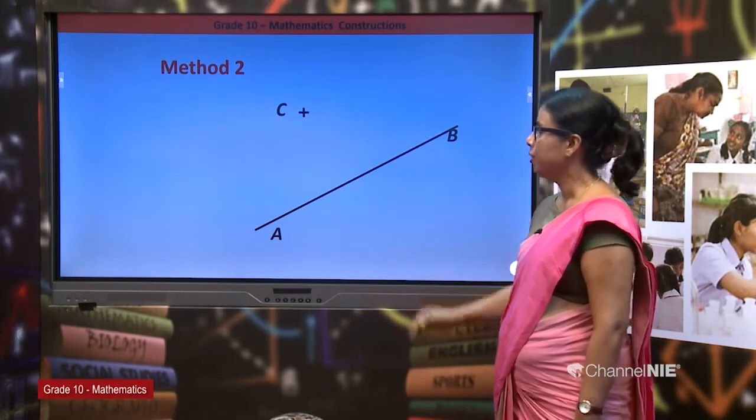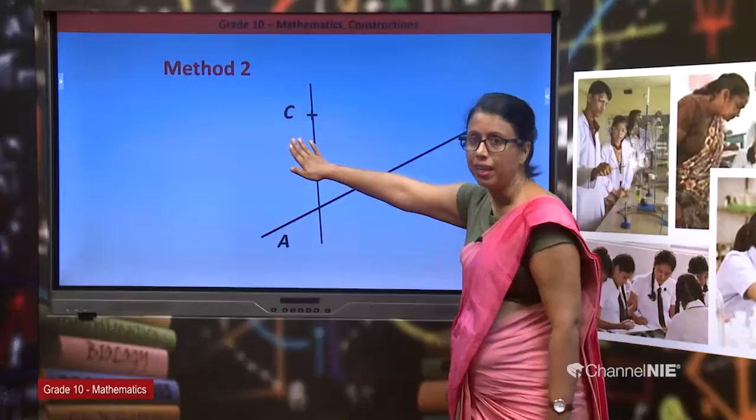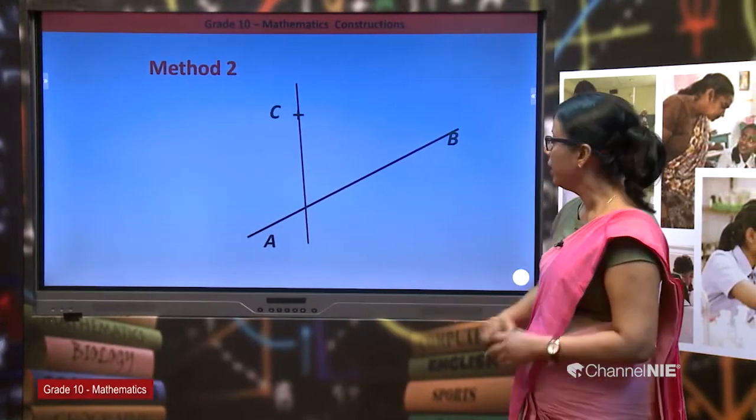AB line, there is a point C, we want to construct a parallel line through C to this AB. So, this time as earlier, we can construct a line through C. After that, you can construct this angle not on the same side, we are going to construct this angle on the other side. Hope you remember alternate angles.